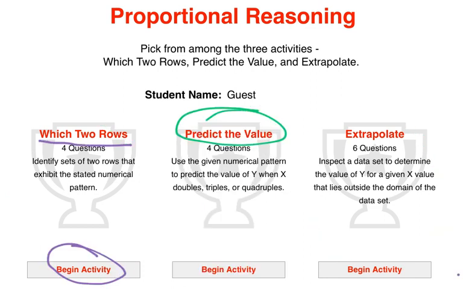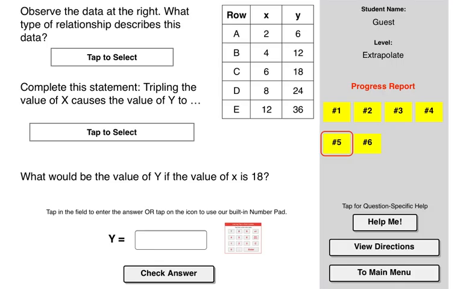All right, quick run through of the last kind. The last kind says to extrapolate. Again, you're going to click begin activity. It's going to take you to that concept builder. Okay, so here's your concept builder for the last type.